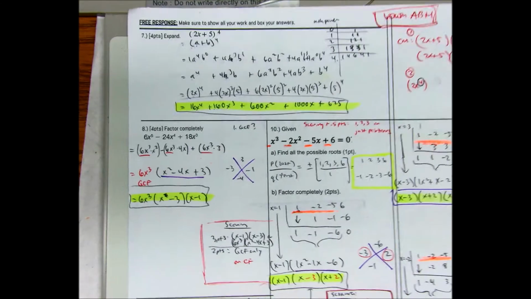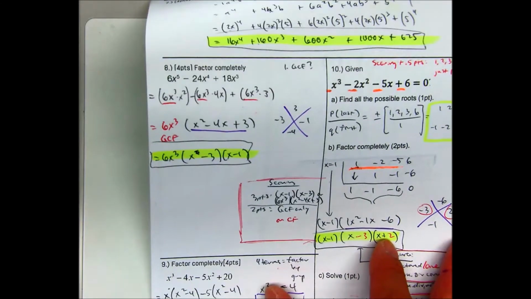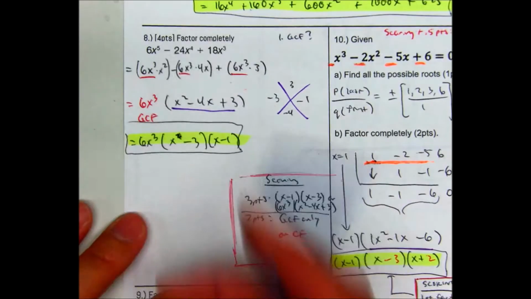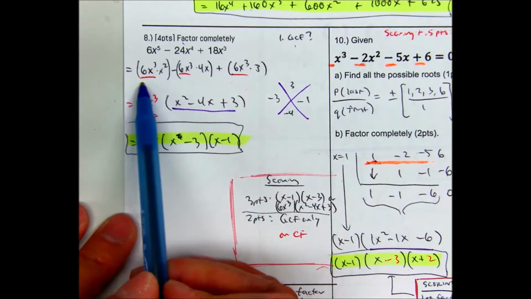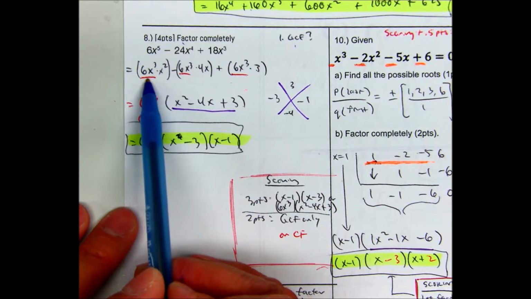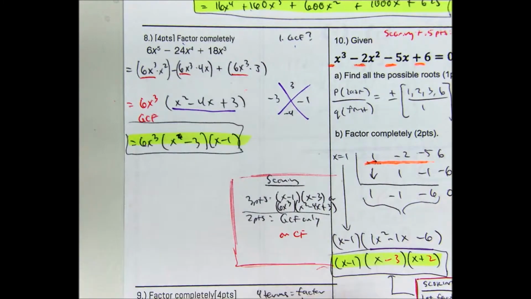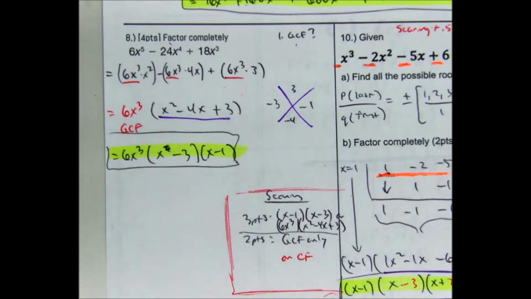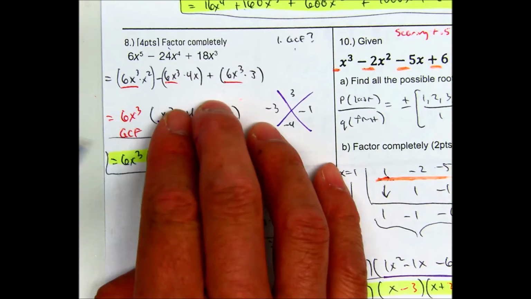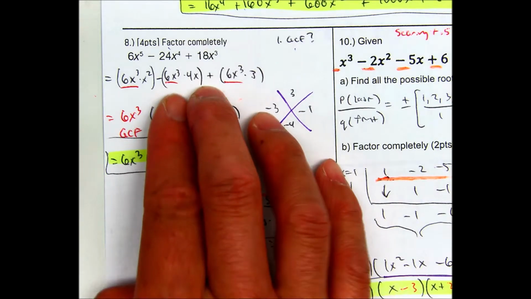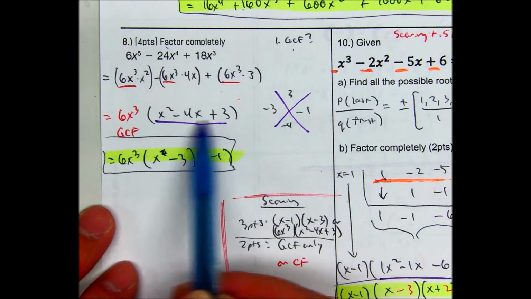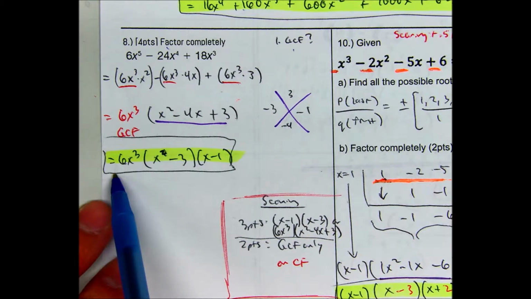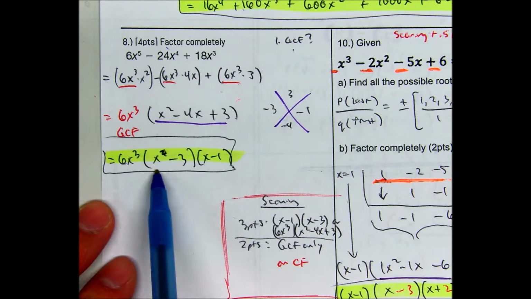Question number 8. Factor completely. Remember, always ask the question when it says factor completely, do you have a greatest common factor? And the answer is? Yes, you do have a greatest common factor. The greatest common factor is 6x to the 3rd. If you just got a common factor, like maybe you wrote like 2x cubed, I gave you 2 points. X squared minus 4x plus 3 can be factored again using your x method. Correct answer is 6x to the 3rd times x minus 3 times x minus 1.